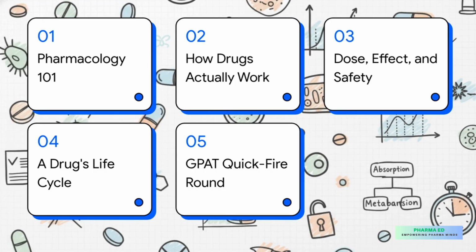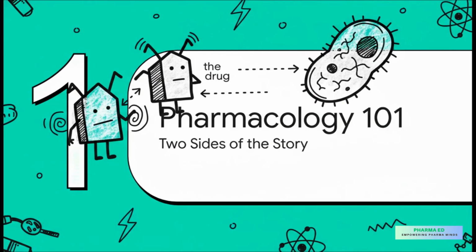So here's our roadmap for today. We're going to kick things off with the absolute basics in Pharmacology 101. Then we'll get into the really cool stuff, how drugs actually work their magic. After that, we'll talk about the critical balance between dose, effect, and safety. Then we'll follow a drug's entire journey inside the body, and we'll wrap it all up with a GPAT quickfire round to test what you've learned. So let's get started.